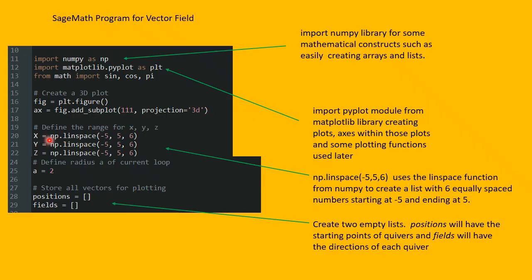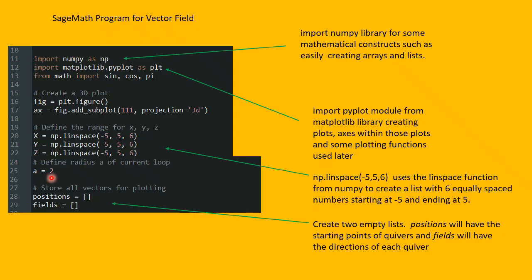If we look at x equals np.linspace(-5, 5, 6), what that does is it creates a list of 6 equally spaced numbers, starting at -5 and ending at 5. And we're going to store that list in X. We're going to store it also in Y and a list with similar numbers in it for Z.